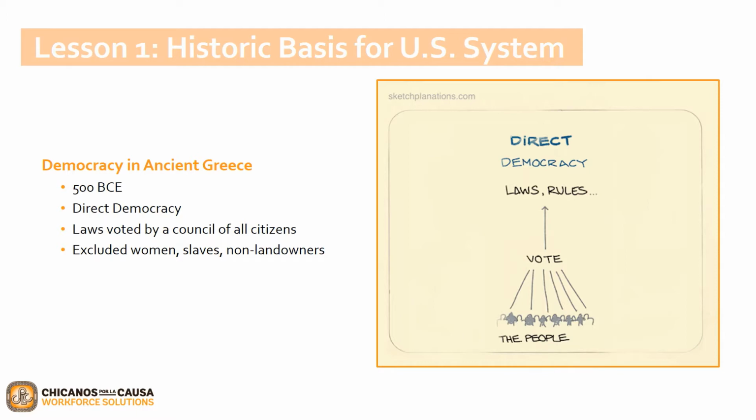This sounds like a solid form of government, right? Well, let's dive into it to learn more about it. The citizens formed a council, but only certain citizens were allowed, such as landowner males over the age of 20. So pretty much this excluded half of Greece's population as they had no input into the laws that were being passed. They excluded women, slaves, and non-landowners. So it looks like this direct democracy had its faults.